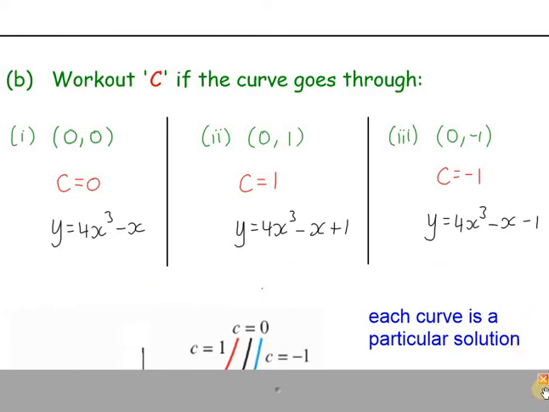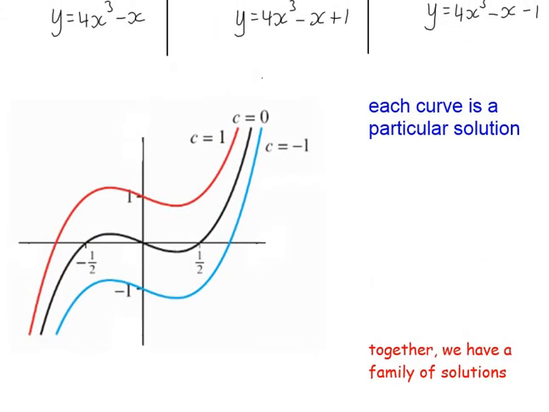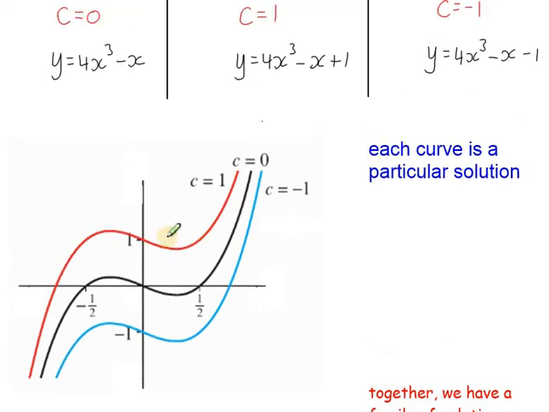And we can sketch each of these, and then you will see a family of curves, each with a different value for the constant of integration. So the one in red, where c equals 1, is this one. The one in black, where c equals 0, is this. And the one in blue, where c equals -1, is this curve.